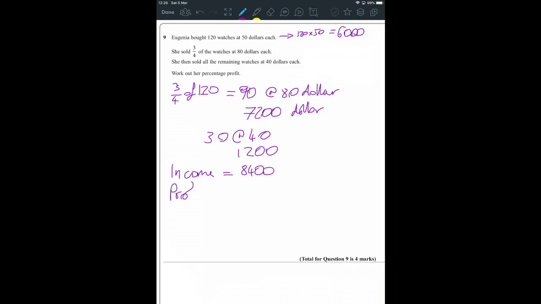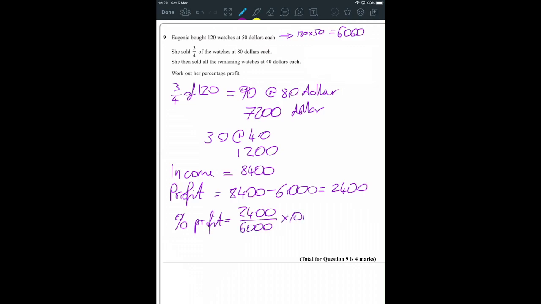So our profit is that 8,400, take away what we paid for them, 2,400 profit. We want the percentage profit. So that is the 2,400 as a percentage of what we paid, the 6,000, times by 100. 2,400 divided by 6,000 times by 100 gives us a 40% profit.